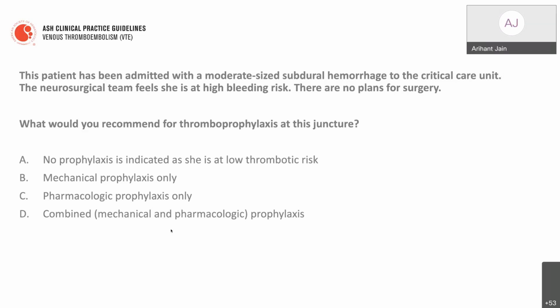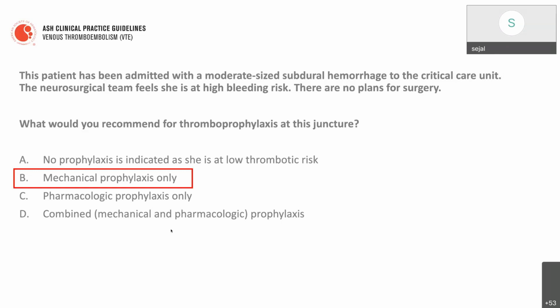So whenever you encounter this question of whether I have to start DVT prophylaxis or not, always use the objective method. The objective method is that you use the risk assessment methods. You use the Padua score, or you use the IMPROVE VTE bleeding as well as thrombosis score, and depending upon that you take a call. So here you want to go with option B, mechanical prophylaxis only, right? Yes, sir. Okay, so I also agree with you.